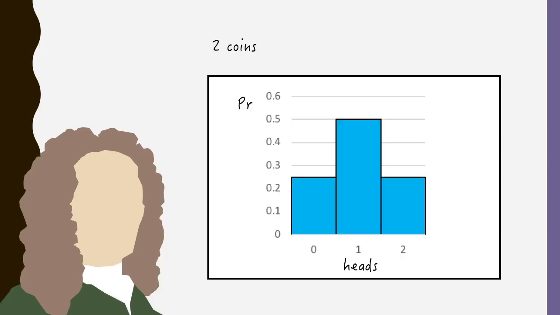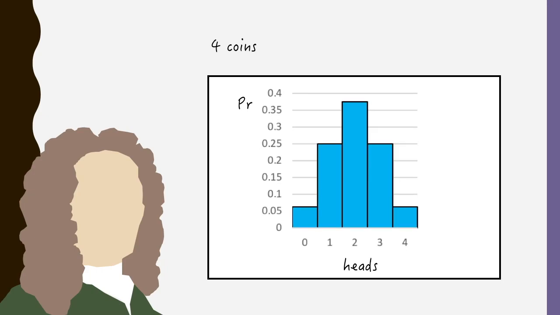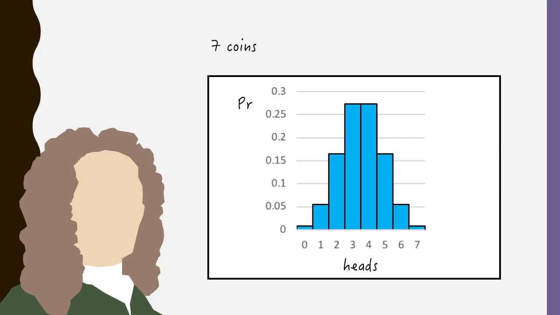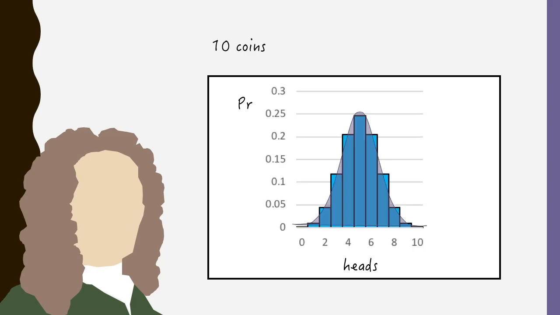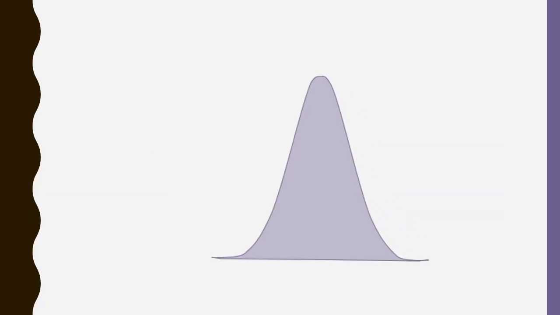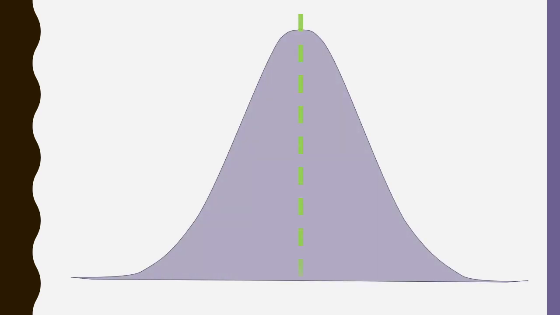It turns out that as we increase the number of coin tosses, the frequency of heads in the outcomes becomes closer and closer to that normal distribution bell curve. The bell curve is described in terms of two parameters, the mean, which is the center of the distribution, or the value that all the observations are usually clustered around, and the standard deviation, which describes how wide the distribution is.